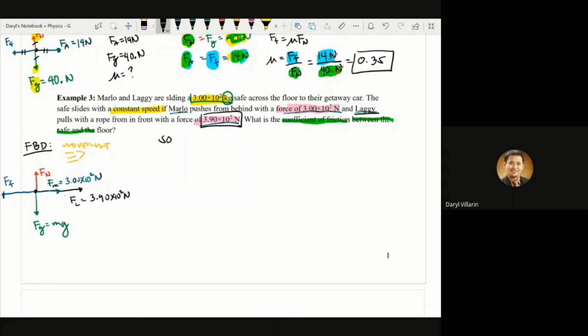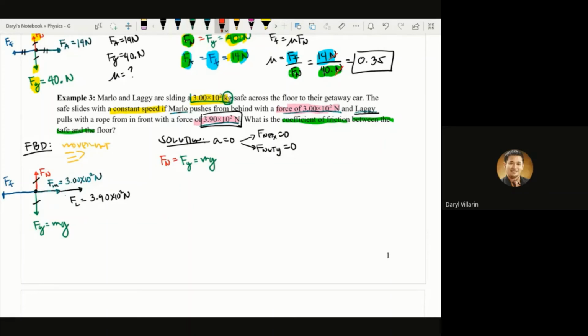And for your solution, you have to indicate the information that a is equal to 0, because it's moving with a constant speed. That means the net force along x is 0, and the net force along y is also 0. Okay? So one is obvious here: Fn has the same magnitude as your Fg. So Fn is equivalent to Fg, which is equivalent to mg.